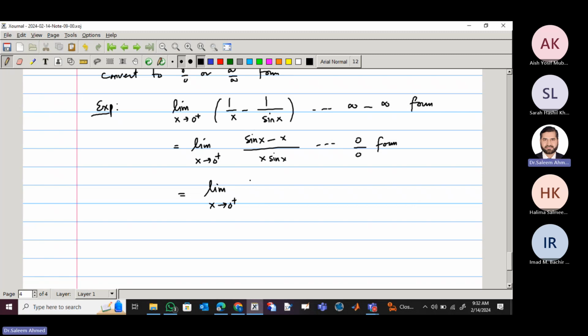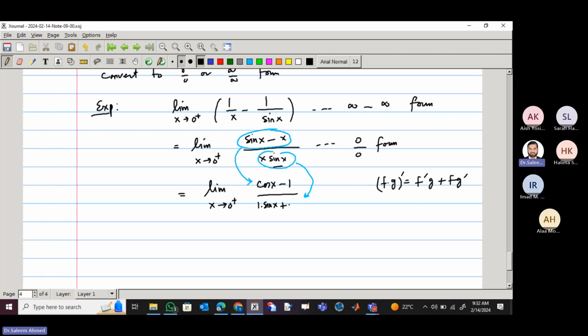So now if you take the derivative, I have to take the derivative of this whole thing. So this derivative will become derivative of sine x is cosine x, minus 1, divided by the derivative of x sine x. Now this will use the product rule, right? Remember f g prime, we did it in chapter 2. It is f prime g plus f g prime, because it is one function in the denominator. So the derivative of x is 1, sine x as it is, plus x as it is, the derivative of sine is cosine x.